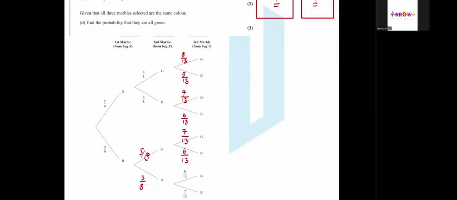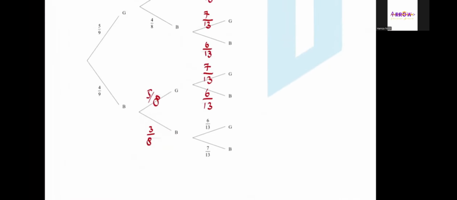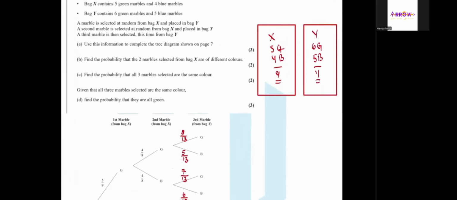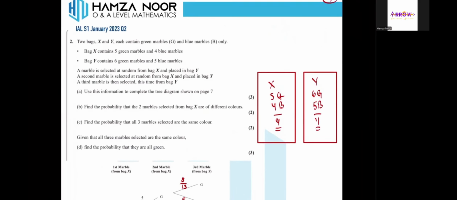As simple as that. Or you can just simply use the fact that, in order to find this value 3 over 8, 1 minus 5 over 8 will give you 3 over 8. Okay, and this one is already completed over here. So in this way, we have filled the tree diagram over here, and part A is done.